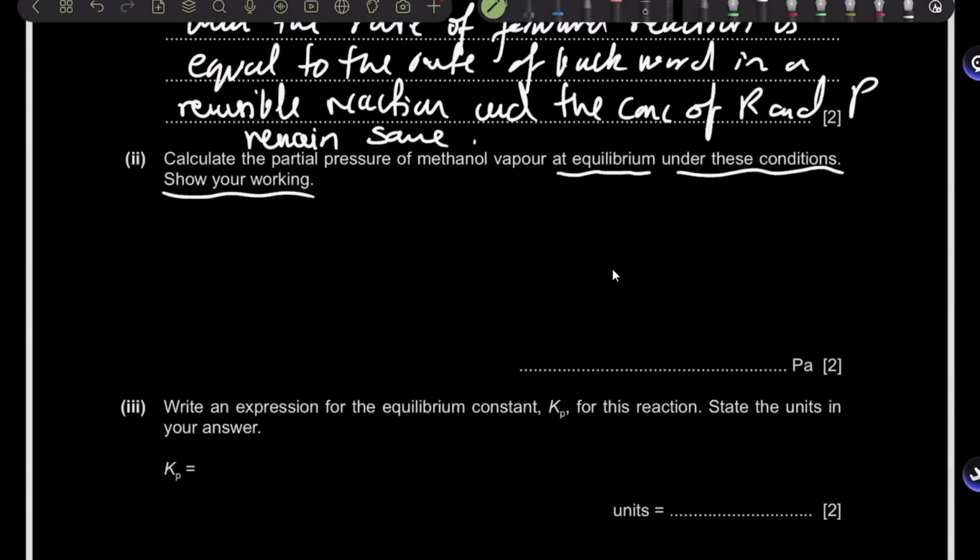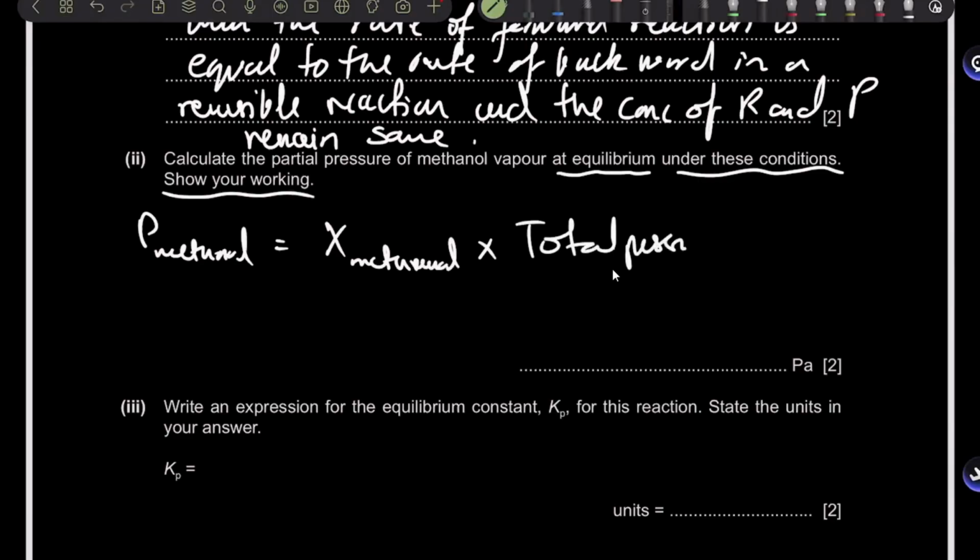So in order to calculate the partial pressure of methanol, what do I need? I need to know the formula. So the partial pressure of methanol would be equal to what? It will be equal to the mole fraction of methanol, multiplied by the total pressure. That's the formula that we learned. Now I need to find the mole fraction of methanol. What's the mole fraction of methanol? The mole fraction of methanol would be the moles of methanol divided by the total moles at equilibrium, right?